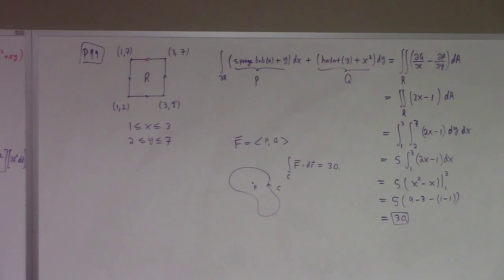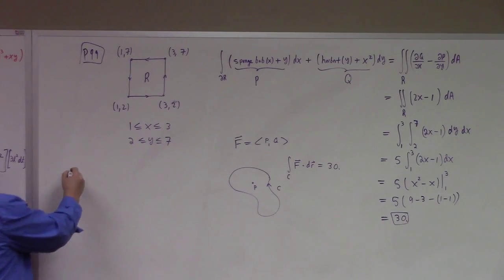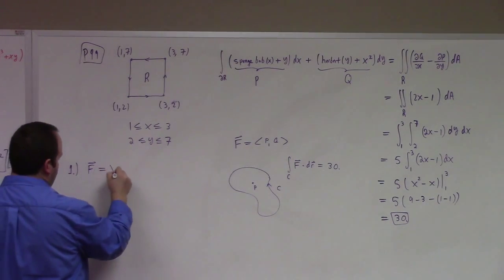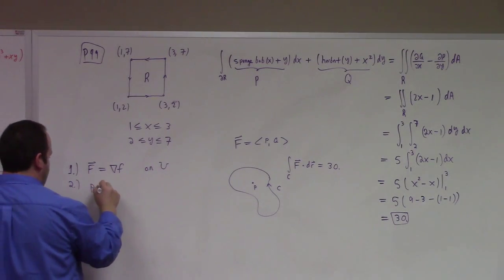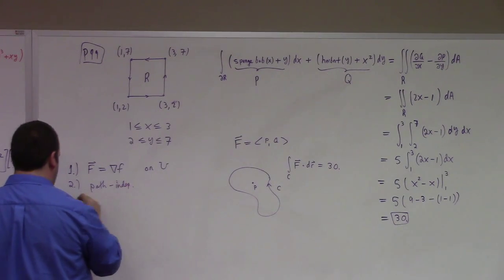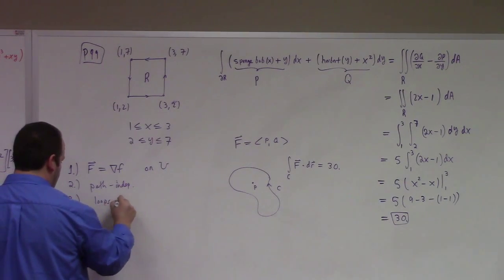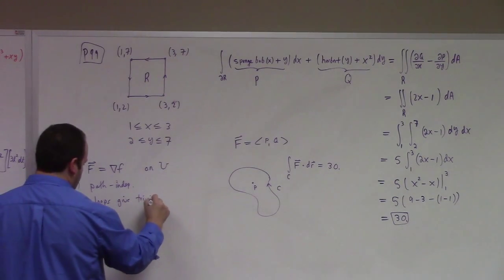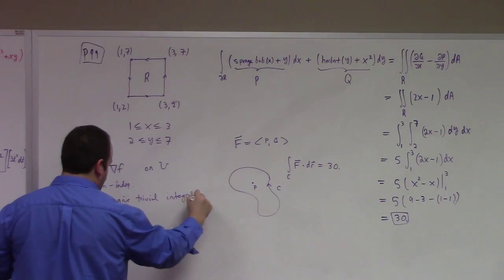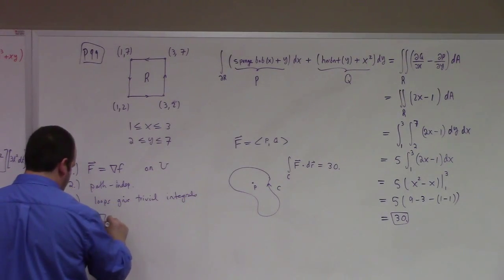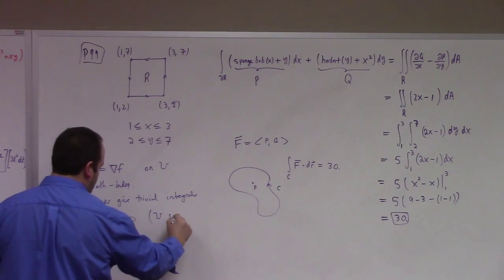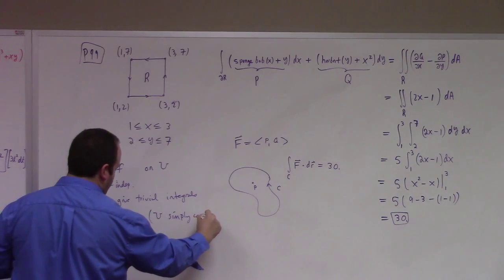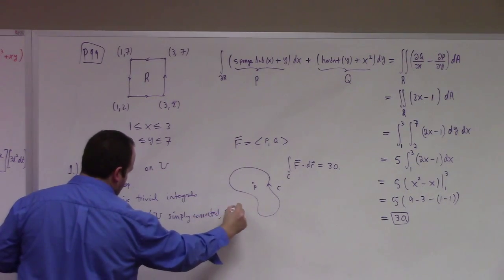What were the list of 4 equivalent conditions we had? Do you guys remember? 1, F is equal to the gradient of little function f on U. 2, path independence. 3, loops give trivial integrals. 4, the curl of F is equal to 0. This assumes U simply connected, and the dimension is 3.